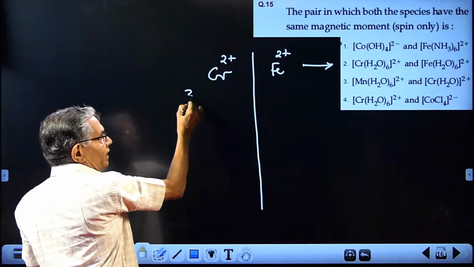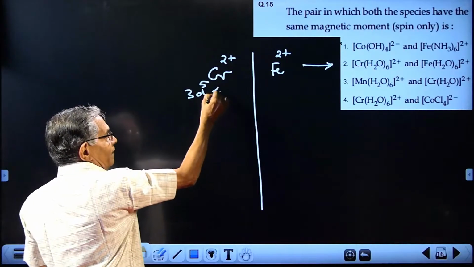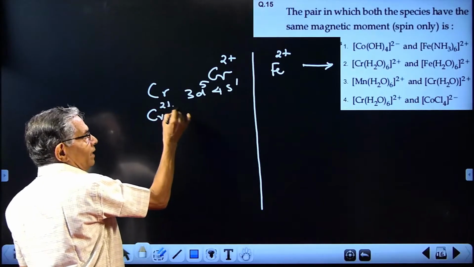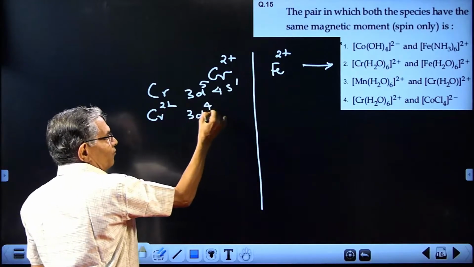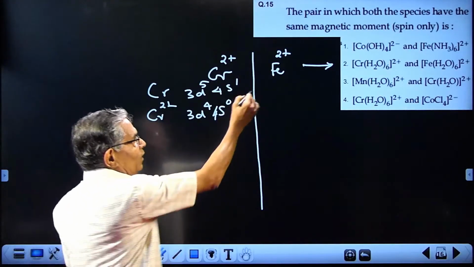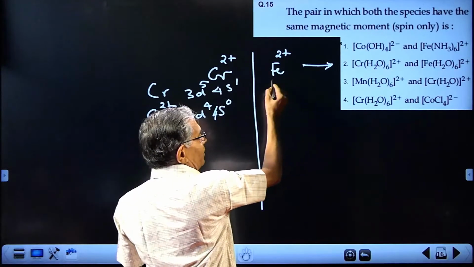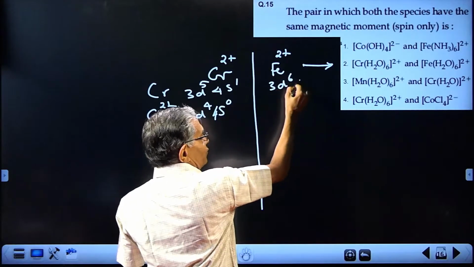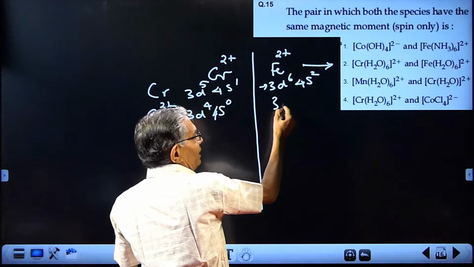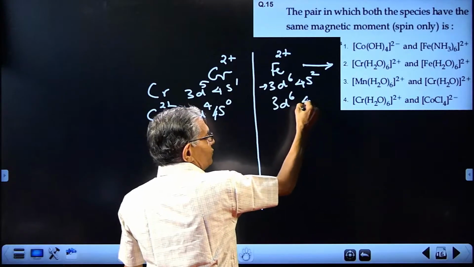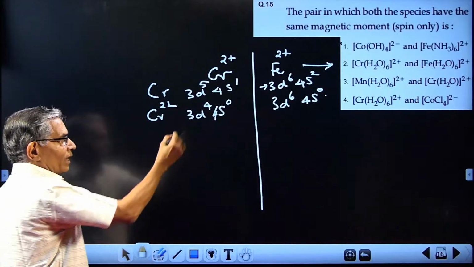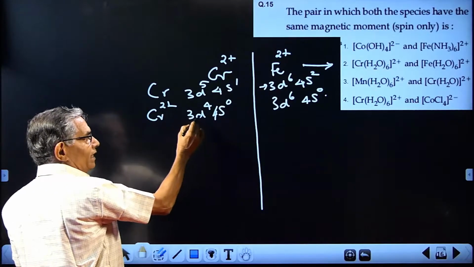Chromium is 3d5 4s1, but Cr2+ will be 3d4 4s0. And here, iron is the 26th element, so 3d6 4s2, and iron 2+ will be 3d6 4s0. See the difference: one contains only 3d4 electrons.